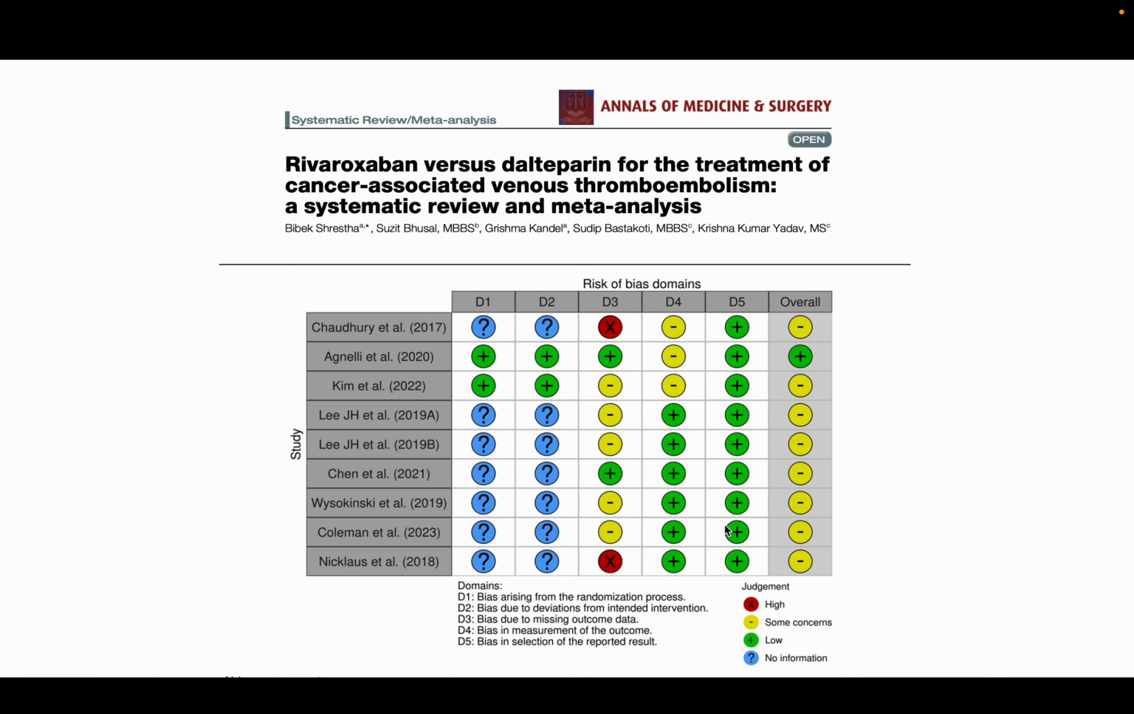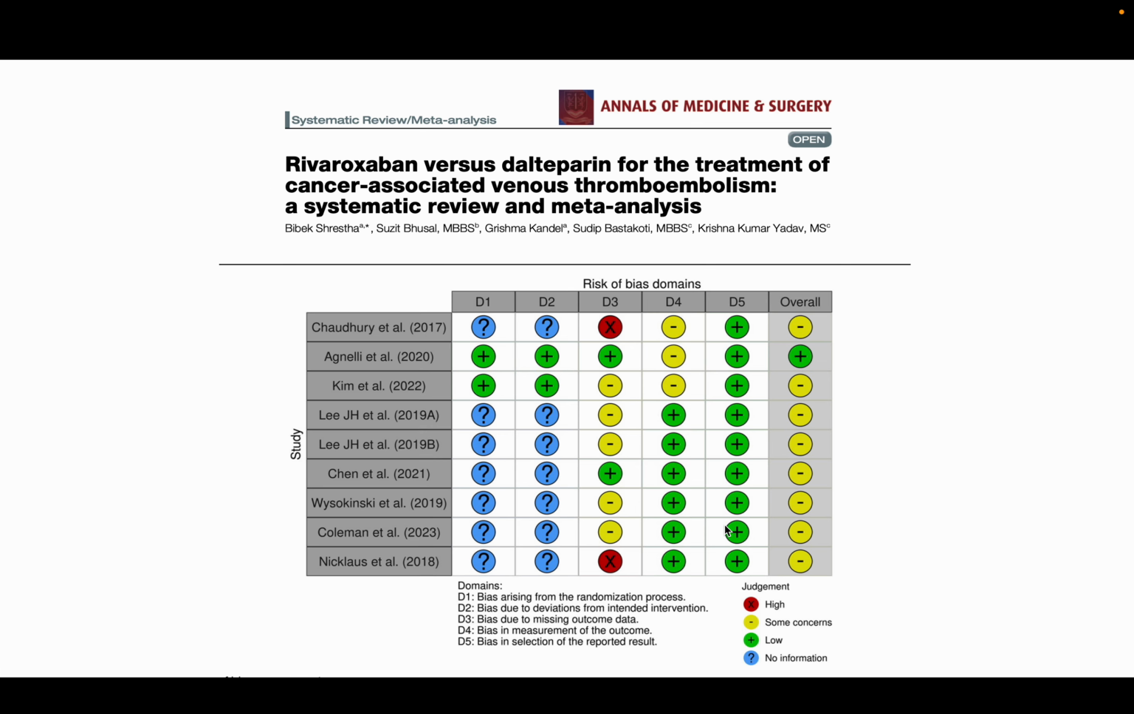This is a meta-analysis that we published in 2024. It was rivaroxaban versus dalteparin in the treatment of cancer-associated venous thromboembolism. It consisted of different RCTs, like you can see Chowdhury et al., Agnelli et al., Kim et al., Lee JH et al., that is 2019 A and B, Chen et al.